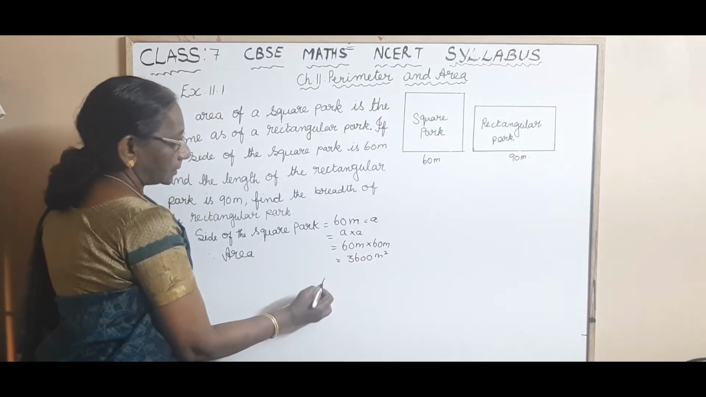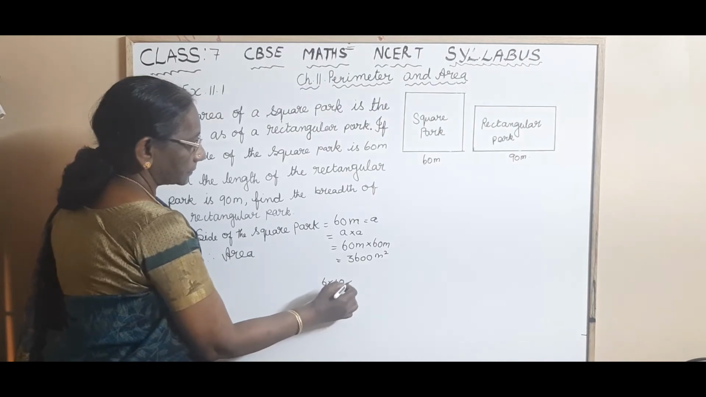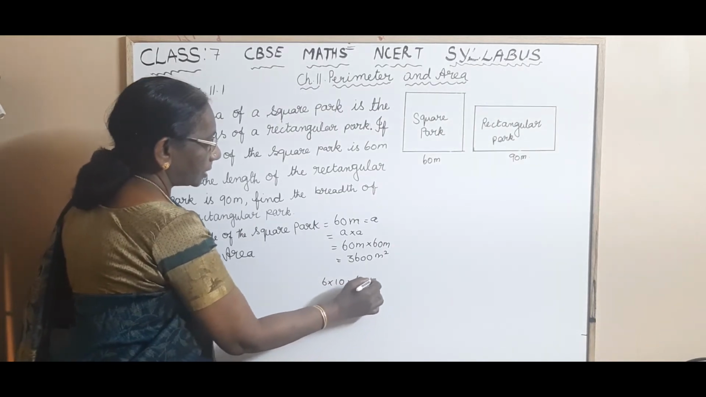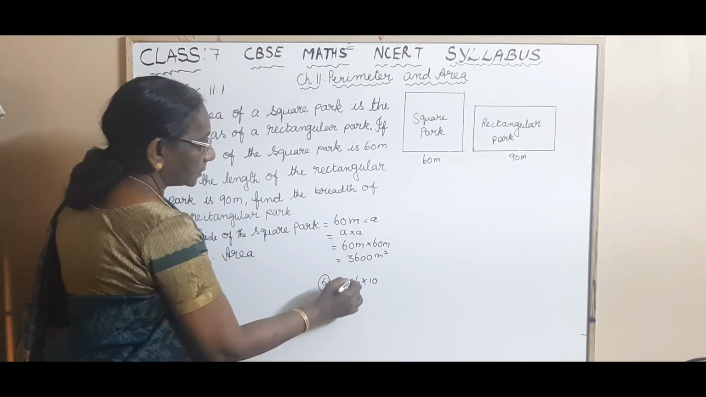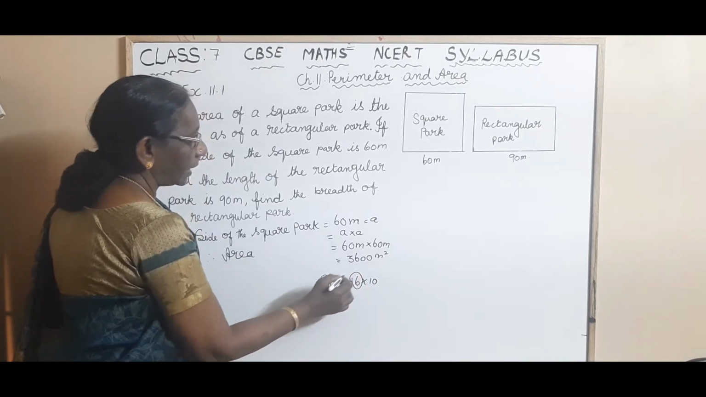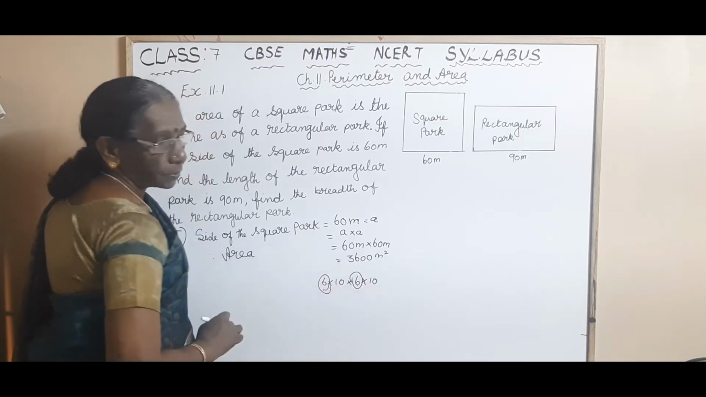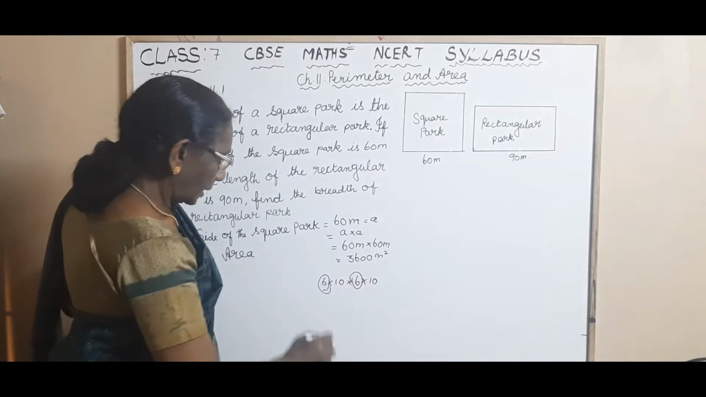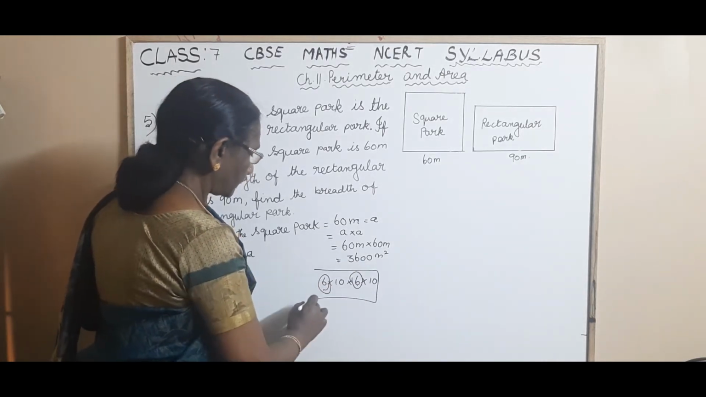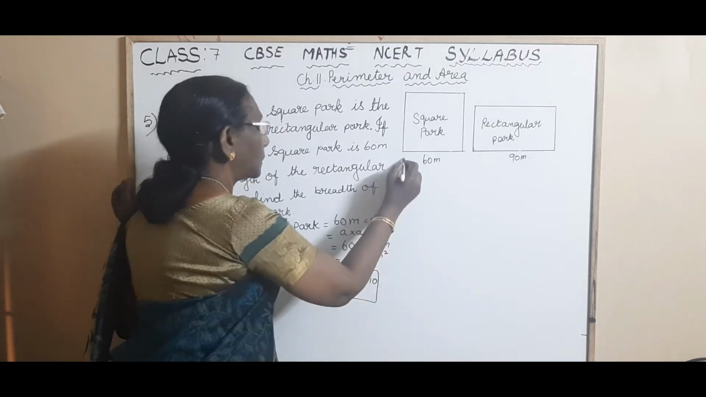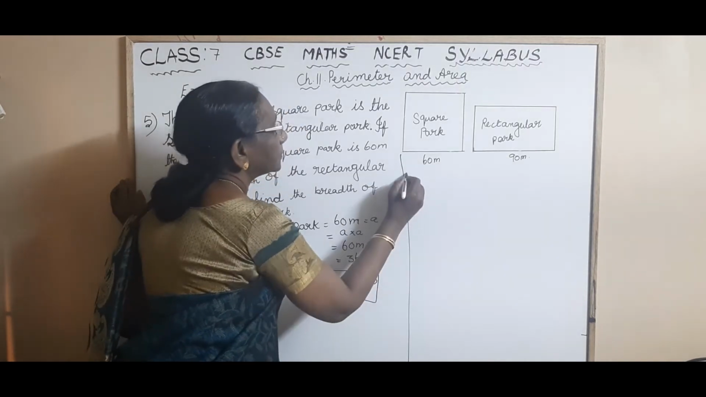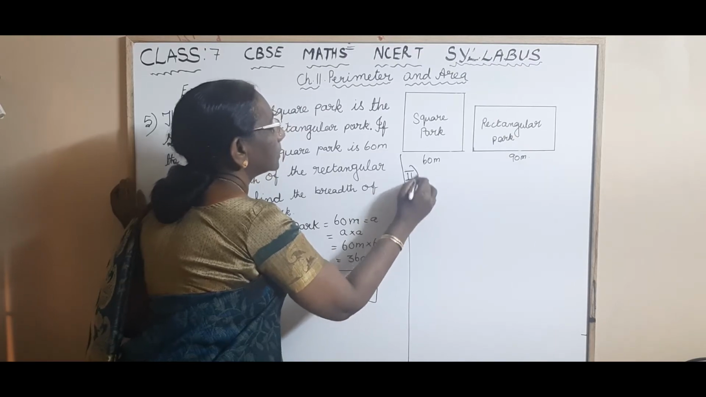This is 6 into 10, 6 into 10. So first you multiply these, 6 sixes are 36. 10 tens are 100, so we are adding 2 zeros. Is it clear children? Now the first part is over. Now the second part.